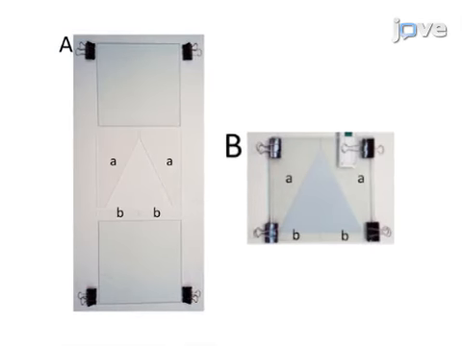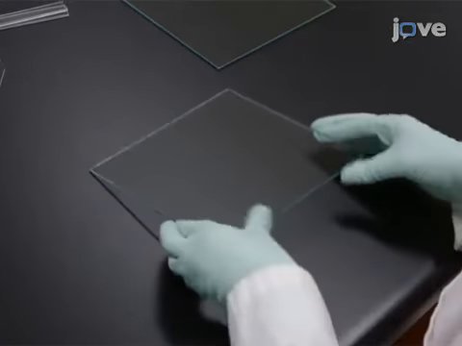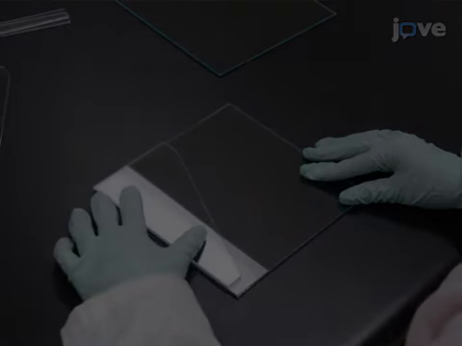This procedure describes the assembly of the social space chambers. To begin, while wearing gloves, place a triangular spacer on a square pane, aligning their corners in one location.